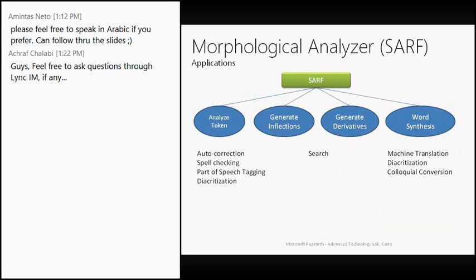Well, how can we make use of SARF in applications? For example, we have used it for autocorrection and spell checking, as we will talk about later, and also in part of speech tagging and diacritization. Generation of inflections and derivatives is very important for search to expand the query or even at indexing time. It can also be used in machine translation and different applications.